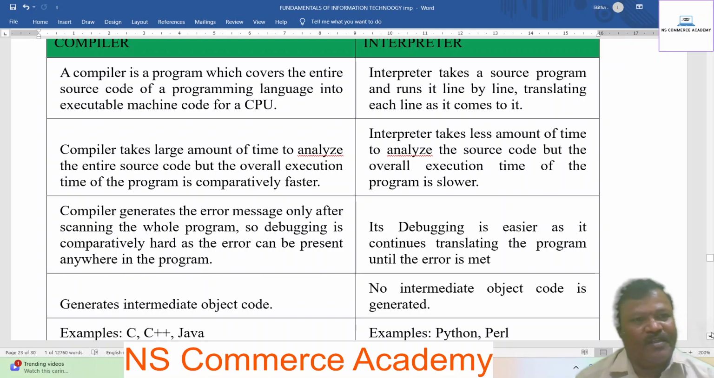First, compiler. A compiler is a program which converts the entire source code of a programming language into executable machine code for a CPU.